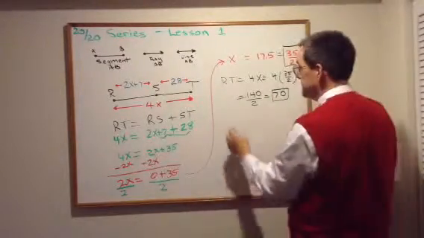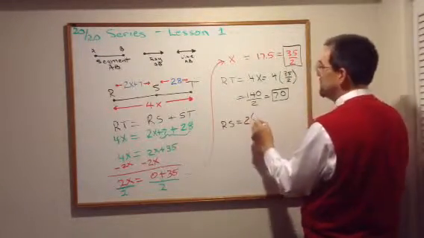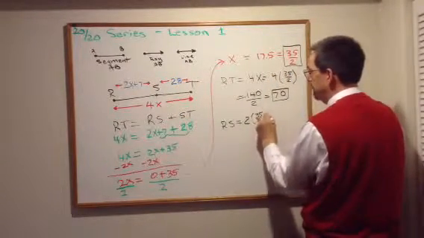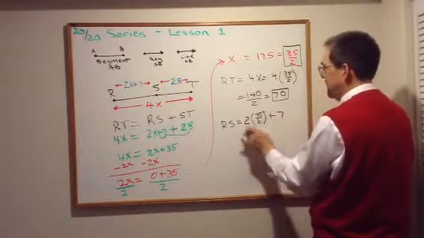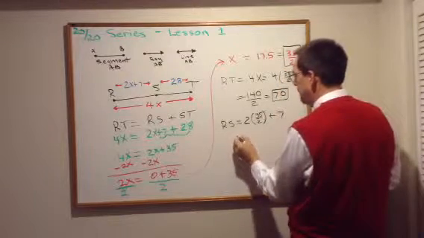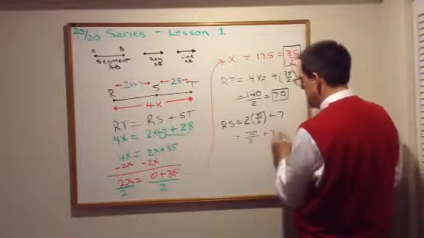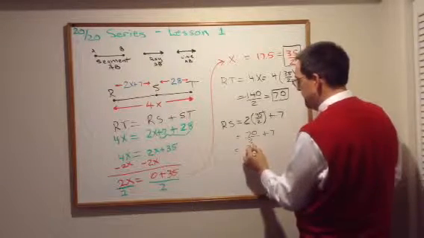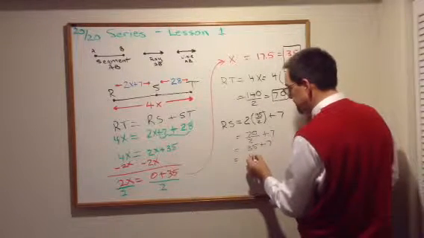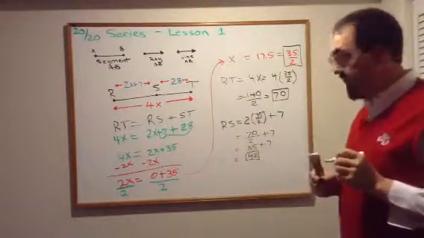Now we'll do RS. Again, 2 times the value of x. We know x to be 35 over 2, plus 7. 2 times 35 over 2 is 70 over 2, which is 35, and 35 plus 7 gives us 42. We already know ST is 28.